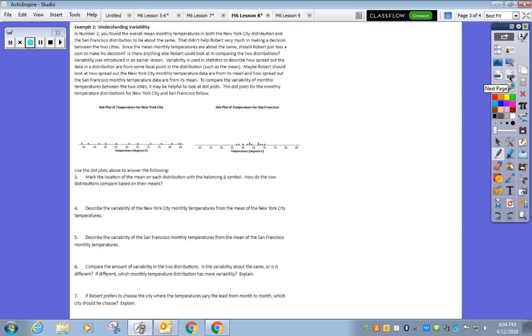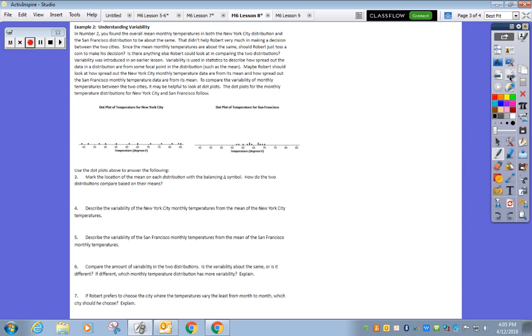Example 2 talks about variability. In number 2, you found the overall mean monthly temperatures in both the New York City distribution and the San Francisco distribution to be about the same. That didn't help Robert very much in making a decision between the two cities. Since the mean monthly temperatures are about the same, should Robert just toss a coin to make his decision? Is there anything else Robert could look at in comparing the two distributions?